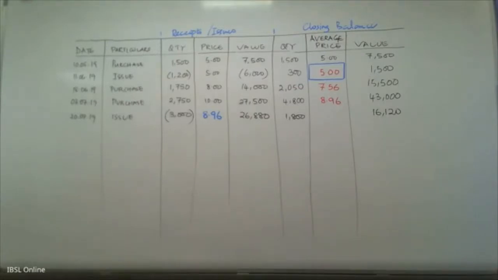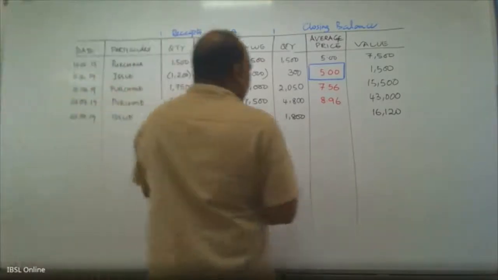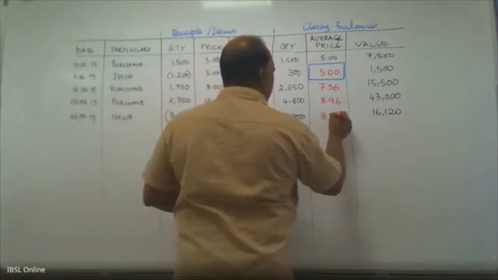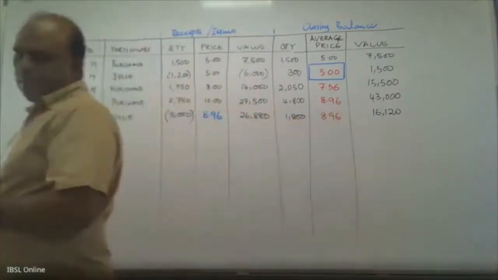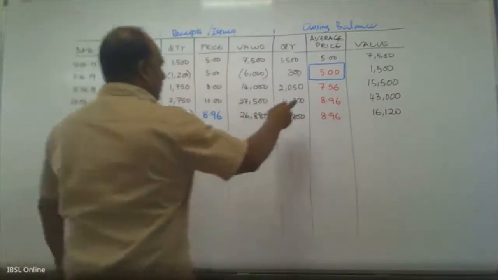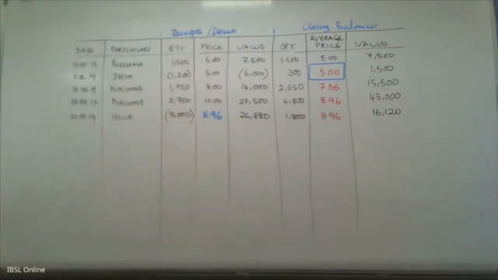So again, the average price, because we need to calculate that and keep 8.96. Not just because this is 8.96, but it will be the same answer since you have got a reduction.